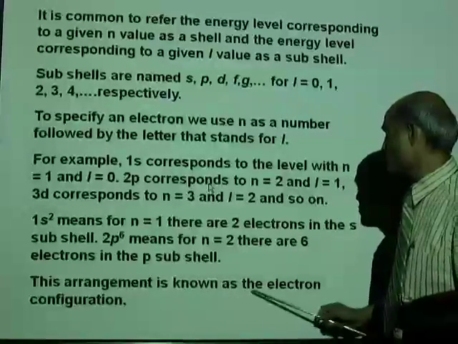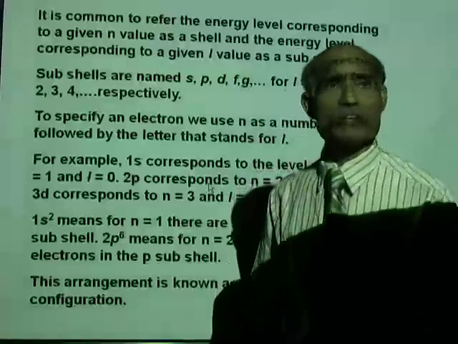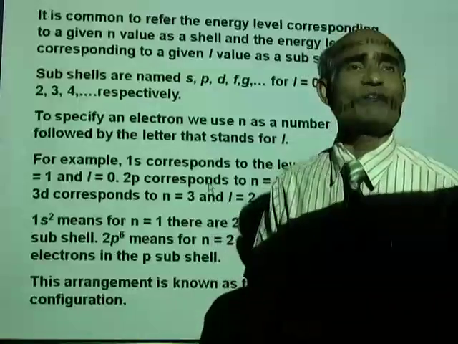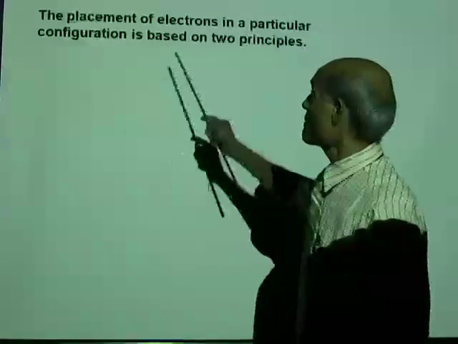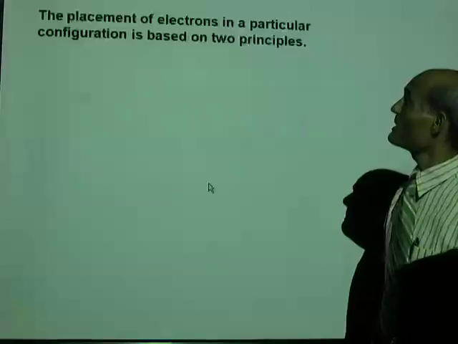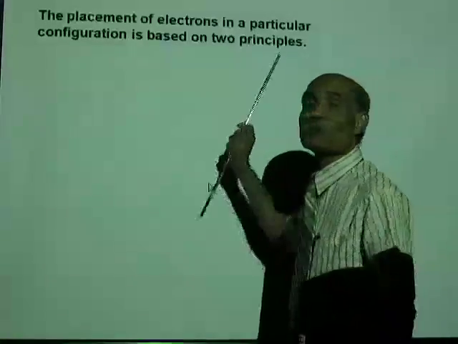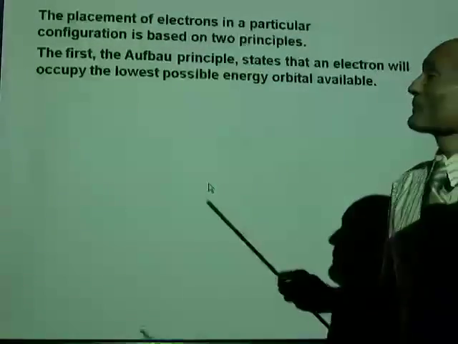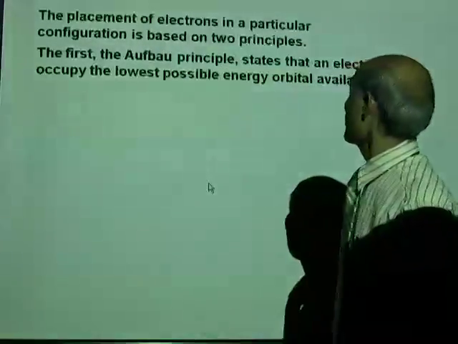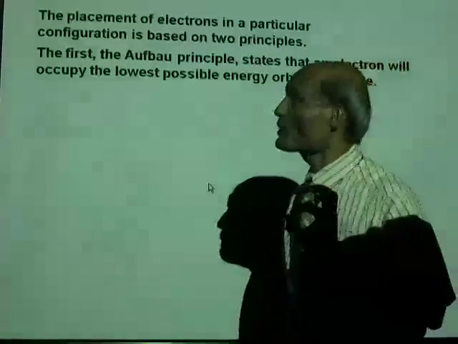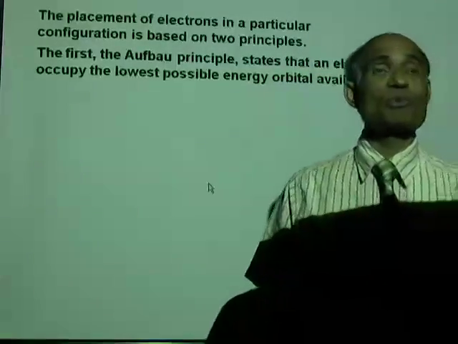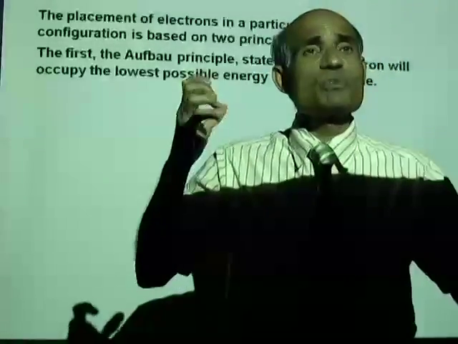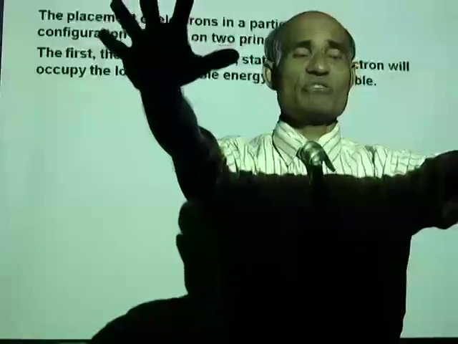Now, this arrangement is known as the electron configuration. I'm sure most of you have done a chemistry course and you are familiar with the concept of electron configuration. Now, the placement of the electrons in a particular configuration is based on 2 very important principles. The first principle is called the Aufbau principle, which states that an electron will occupy the lowest possible energy available. Now, unlike in a class where students would come and sit as far away from the professor, is that right?